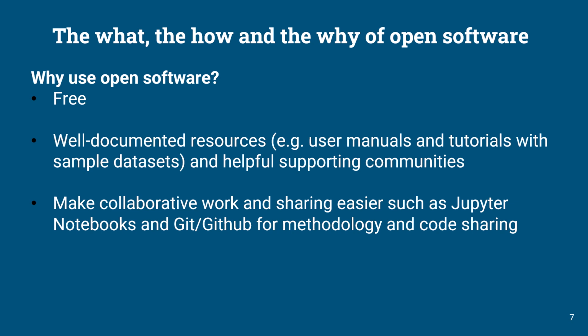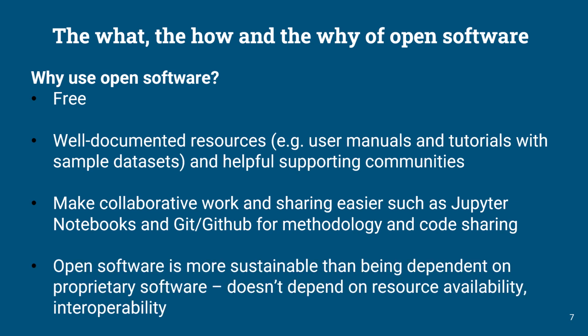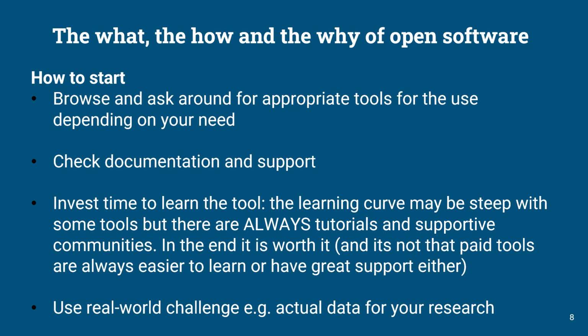For example, when you use Jupyter Notebooks or Git, if somebody is interested to know your code or to see the methodology that you use for particular research, it's easier to share with them. But also open software is more sustainable because it is easier to modify and customize depending on use, and does not depend on resource availability. Also, data formats or data analysis files that come from open software are easier to interchange between tools or to share with other people.